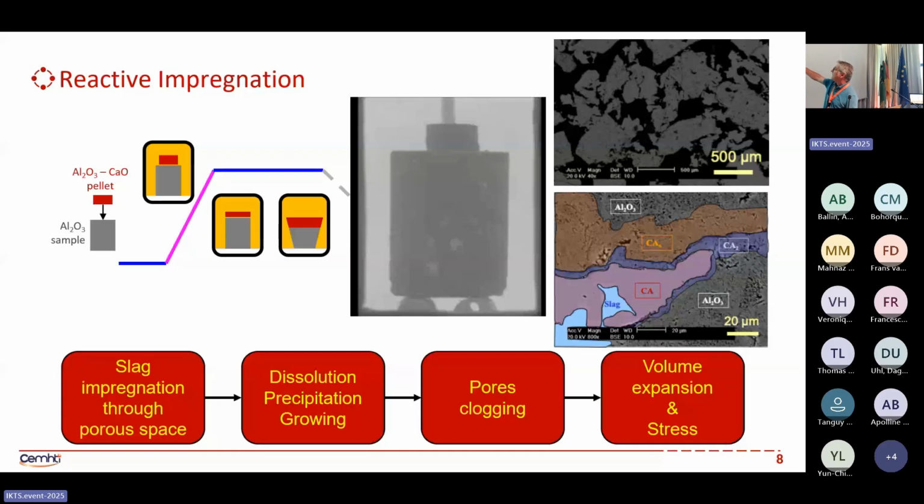Then, that means that, imagine you are the CA6, and you are here, and you are to grow. But there is a lot of things around you, and you cannot grow. Then what will you create? You will create stress. And this stress may have an effect on the mechanics. That's why chemistry and mechanics are strongly coupled in a process of corrosion.